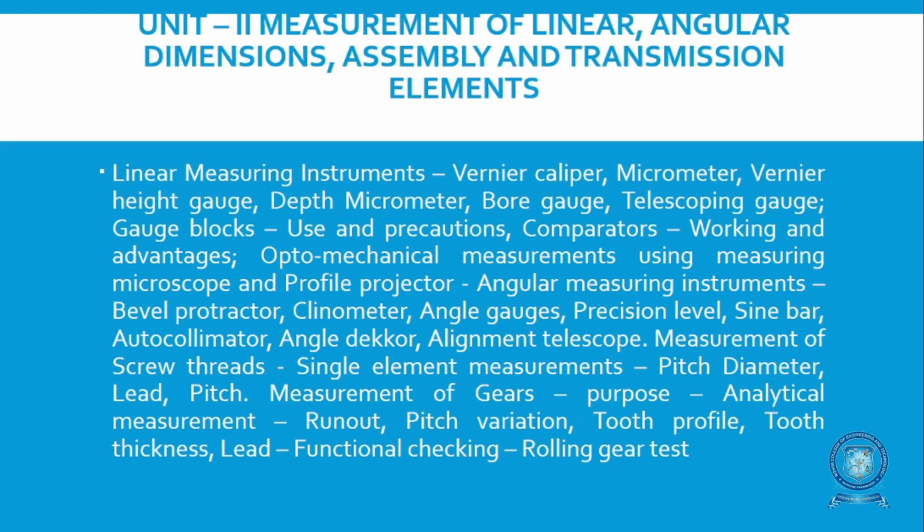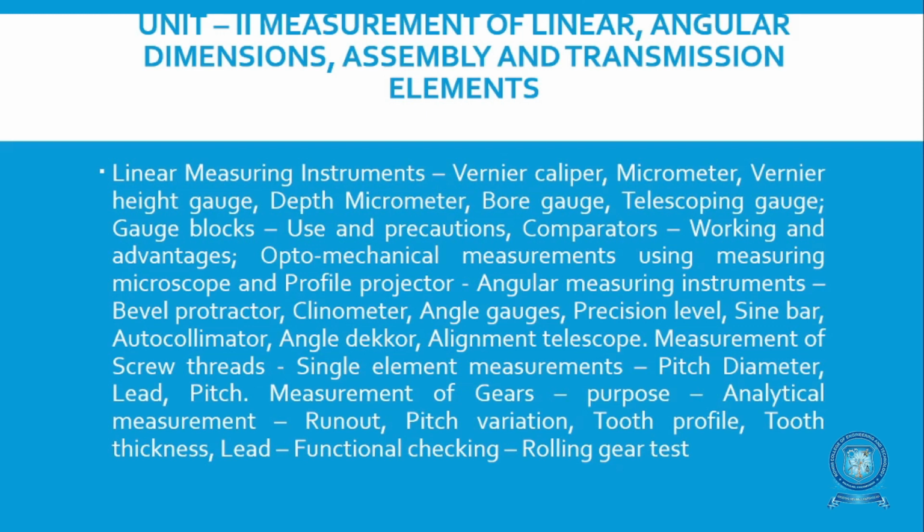In this unit, this is a very big, vast unit, so many measurement instruments are available. Here we are going to study the various instruments. First are the linear measuring instruments and the angular measuring instruments. There are 3 to 4 phases in this unit. In the first phase, linear measuring instruments, and in the second phase, angular measuring instruments.